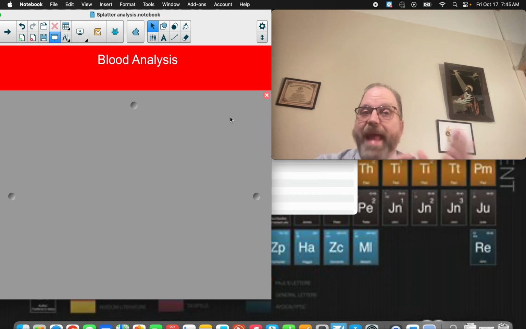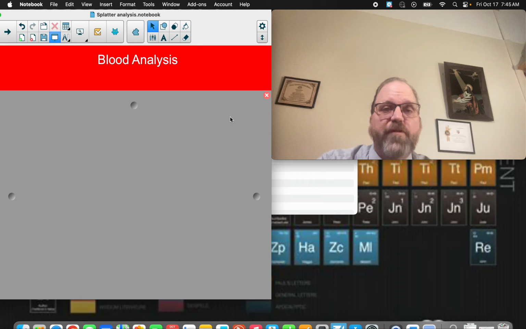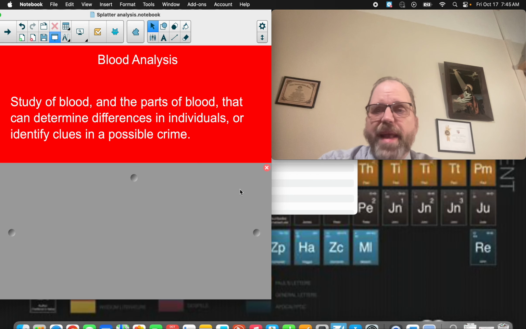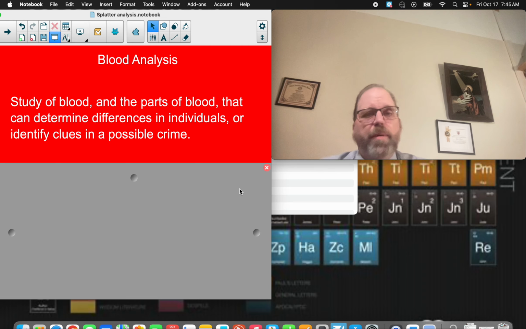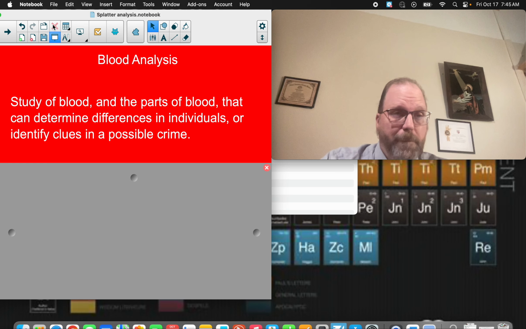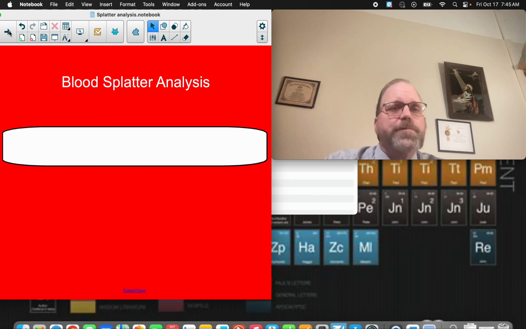We're looking again at blood analysis, and as we defined it before, blood analysis is the study of blood and parts of the blood that can be used to determine differences in an individual or identify clues in a possible crime. Now, what we're looking at today is something called blood splatter analysis.